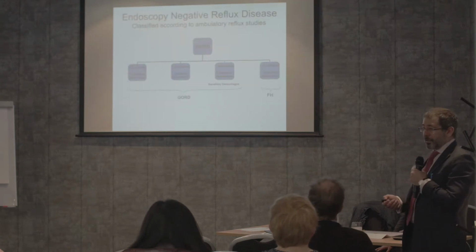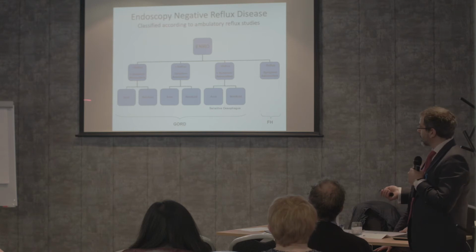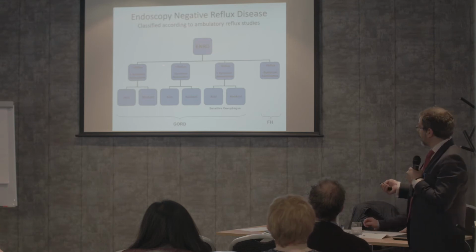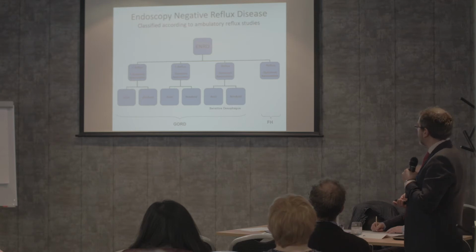So with that in mind, now we can expand this algorithm from this to this. So now we have acid and non-acid positive reflux and symptom association, or negative. And so these guys are reflux disease. These guys are functional heartburn. Okay?